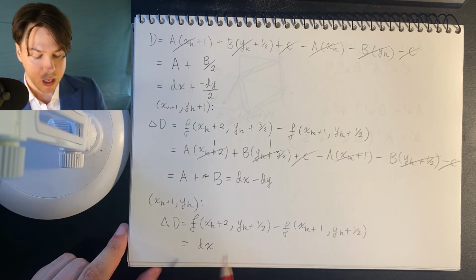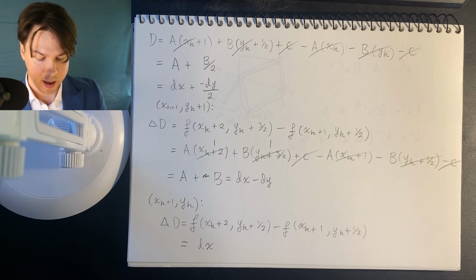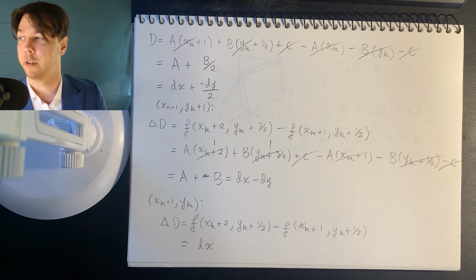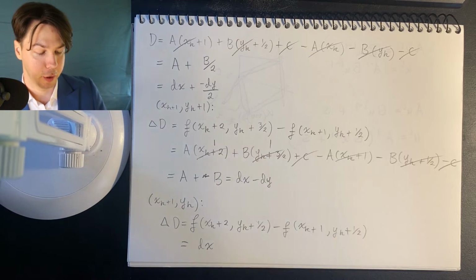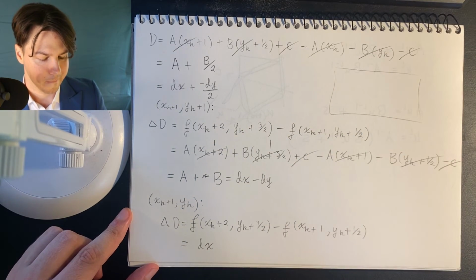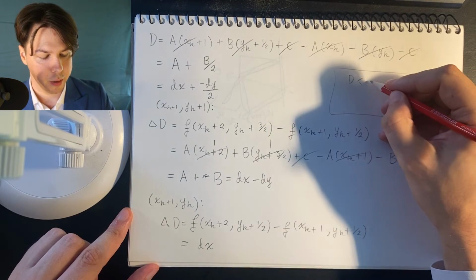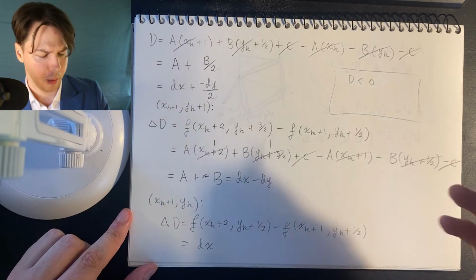But there's still an issue. The issue is we have this dy over 2, and the whole point of the Bresenham line algorithm is to recast things into just integer operations, because integer operations typically are faster than floating point. So we can modify this with the fact that the whole decision was whether the decision parameter is greater than or less than 0. This is the same thing.